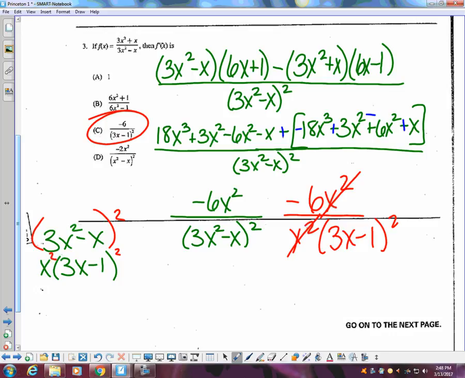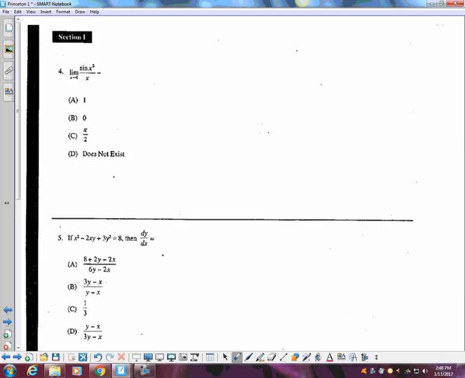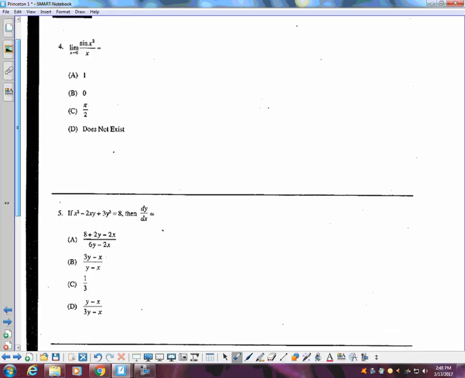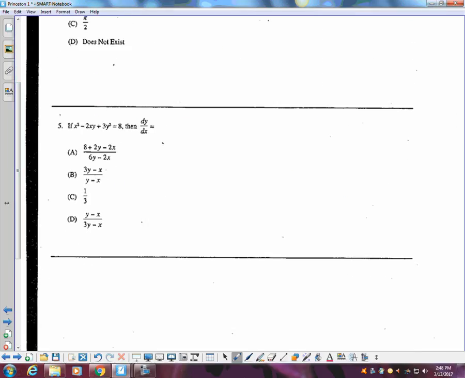Okay, where are we going? Number 5. Okay, now this is our first one of these in a long time. Anybody remember what this is called?